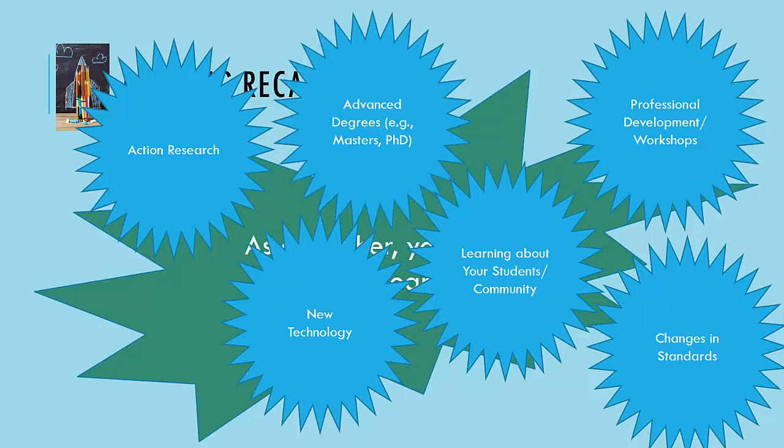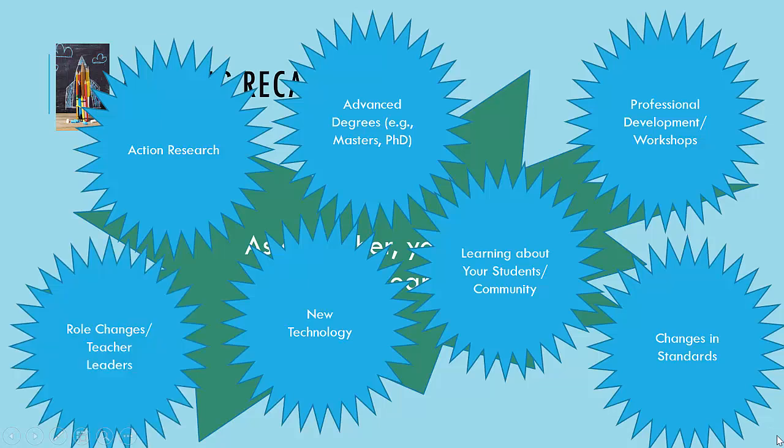Also, you might consider advancing your career and getting degrees such as a master's degree or a PhD after you complete your undergraduate degree. Some of you might want to consider a career as a principal in a school or a superintendent, and those usually require an advanced degree as well. And then also there are role changes, such as becoming a teacher leader or a team leader at a school, in addition to administrative roles such as a principal or superintendent.